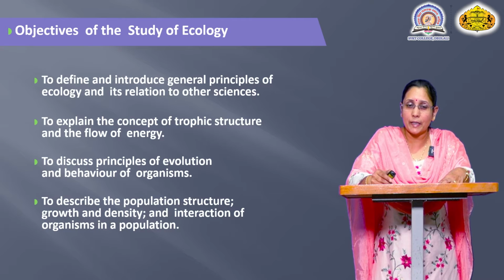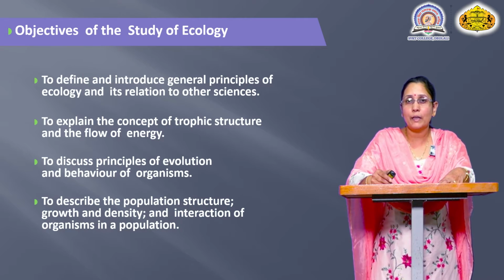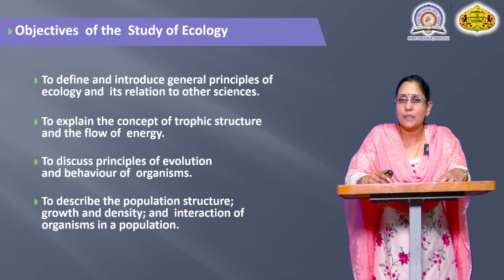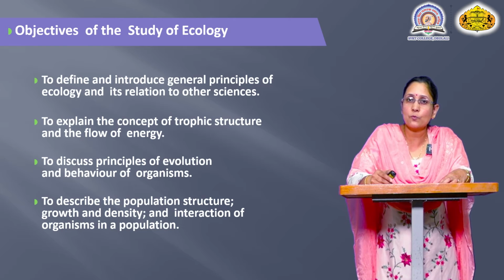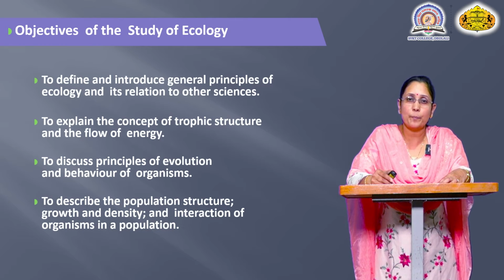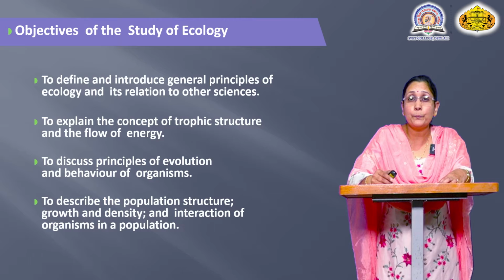Now what is the second objective? The second objective is to explain the concept of trophic structure and the flow of energy. So we know it very well that the flow of energy is as per the trophic structure. So the question arises, what is trophic structure? So trophic structure means what? In trophic structure, in the pyramid diagram of flow of energy, it starts from the producers.